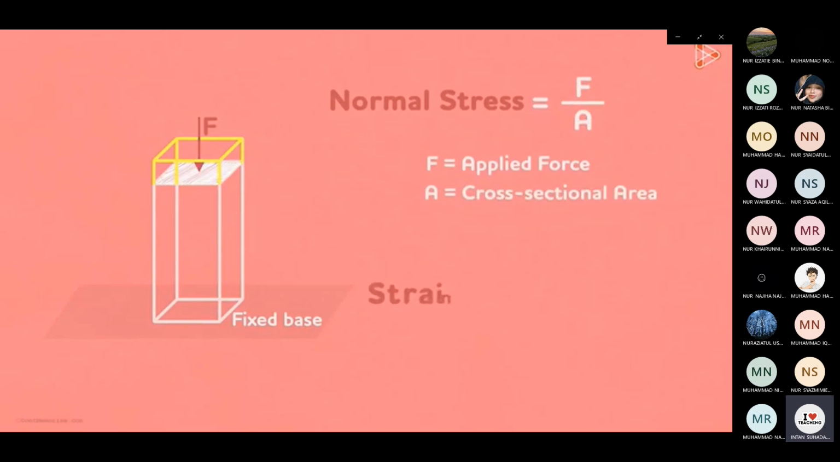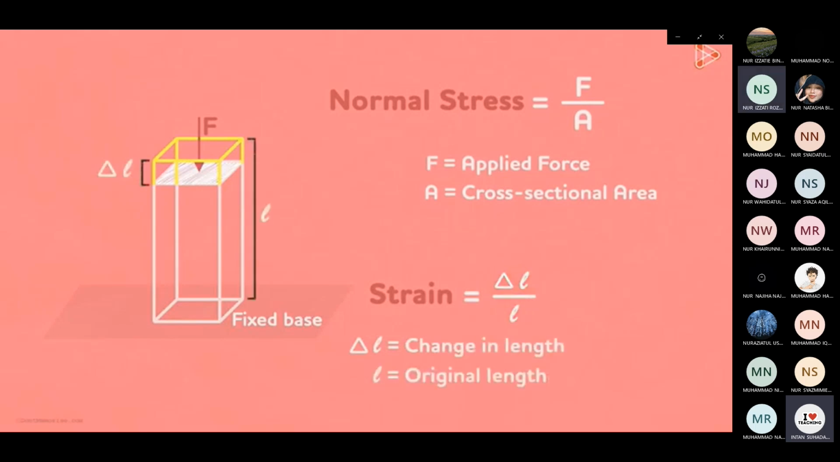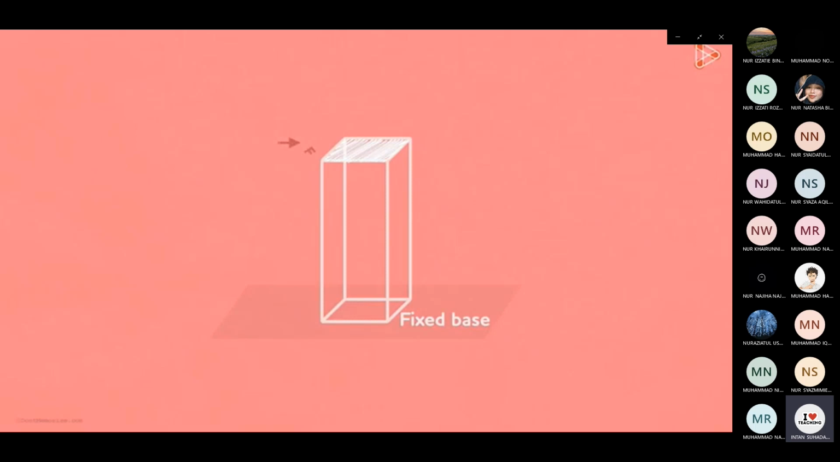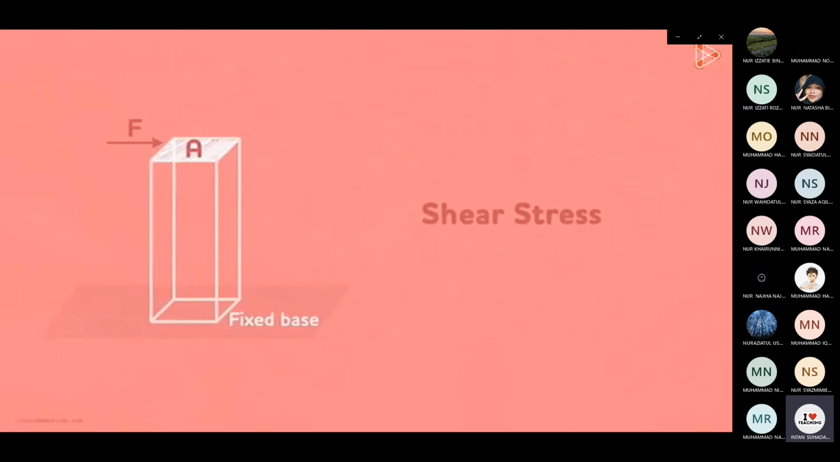This will result in a normal strain in the beam, which is given by delta L over L, where delta L is the change in length and L is the original length. Now suppose that we apply a force in this direction, parallel to area A. Again, the beam will experience some stress, but this time it will be a shear stress.